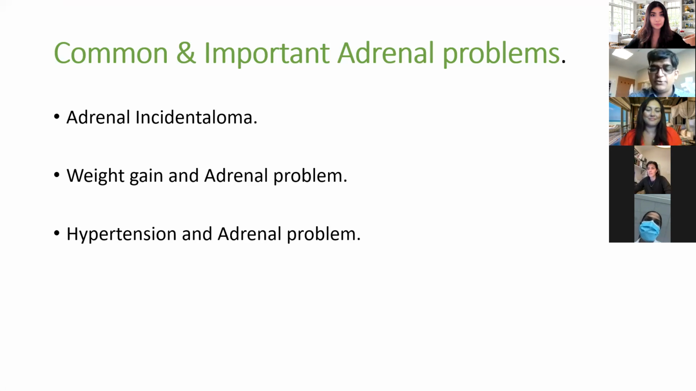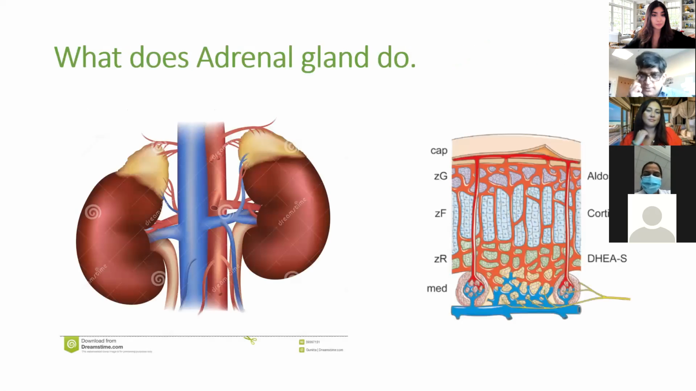So the first one will be adrenal incidentaloma. It's extremely common, and the incidence is increasing because so many people are getting CT scans. So just the workup, what should be the approach as a primary care physician. And then commonly we see patients coming to the clinic talking about their weight gain, and they have read about it on the internet, and they're concerned about whether the weight gain is related to adrenal problems. And then lastly, hypertension, which is extremely common: when should we consider if that is related to the adrenal gland? So briefly, I'll talk about what the adrenal gland is.